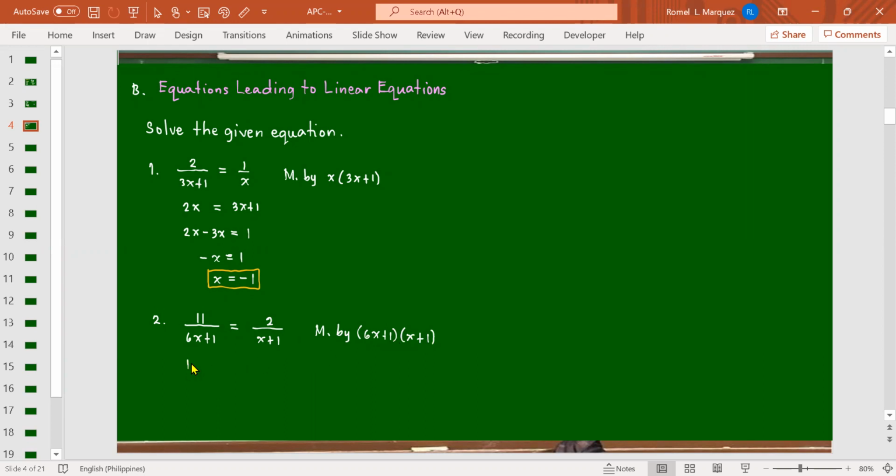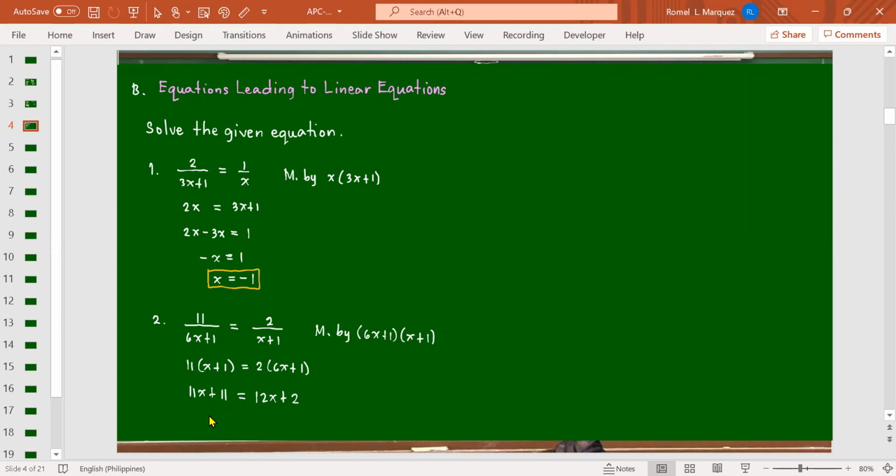The left side gives us 11 times x plus 1. 6x plus 1 is cancelled out. On the right side, what is cancelled out? X plus 1. So getting 2 times 6x plus 1. Simplifying by distributing 11 to each term inside, we have 11x plus 11. On the right side, we have 12x plus 2.